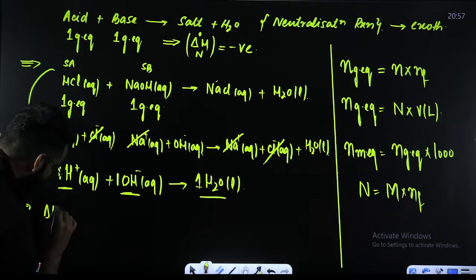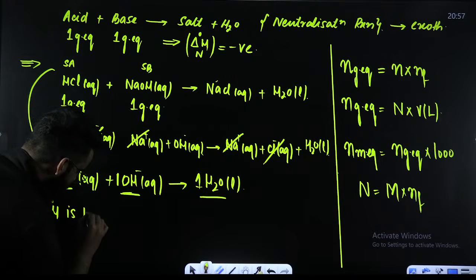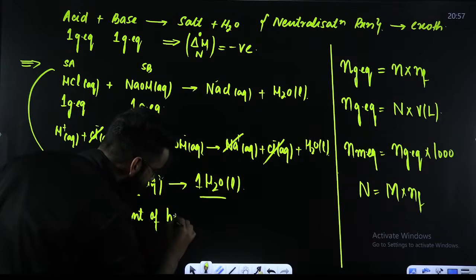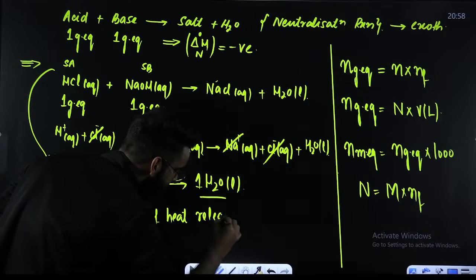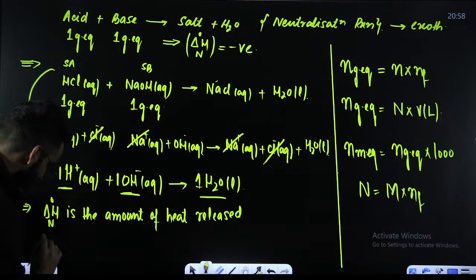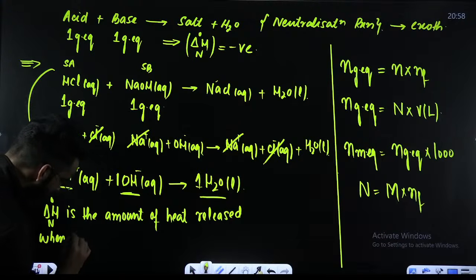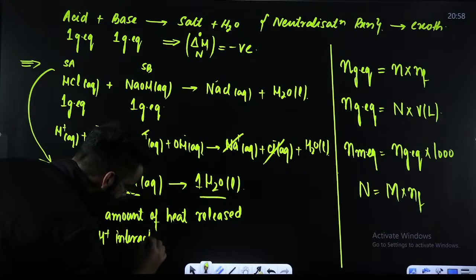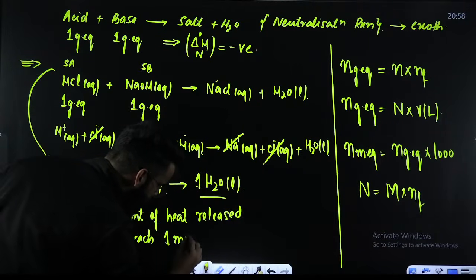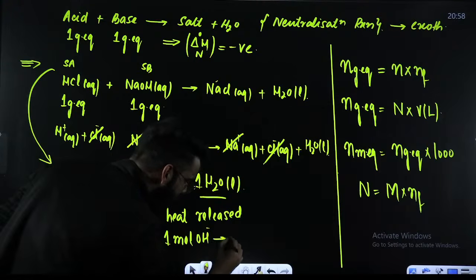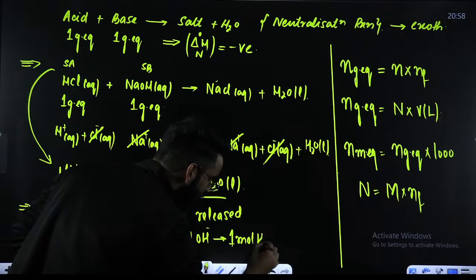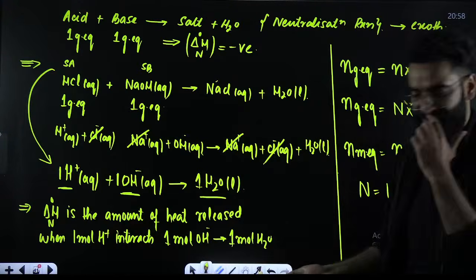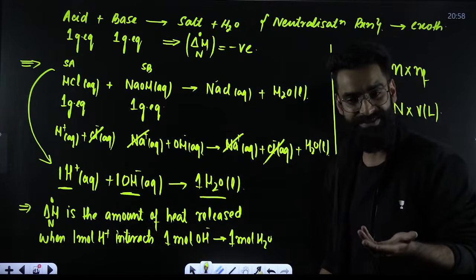I'll say enthalpy of neutralization is the amount of heat released when 1 mole H+ interacts with 1 mole OH- and leads to the formation of 1 mole water. Right? So during this particular process, whatever heat is released, that's what I call enthalpy of neutralization.